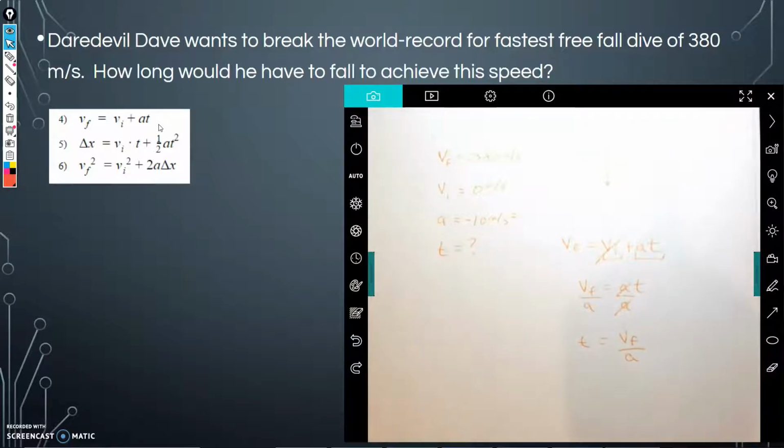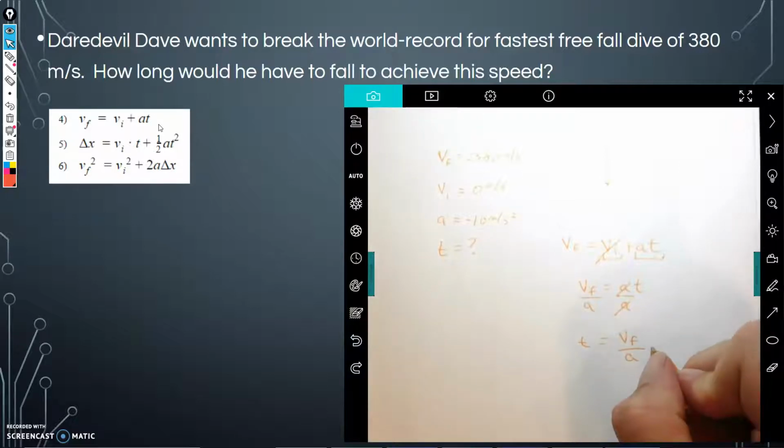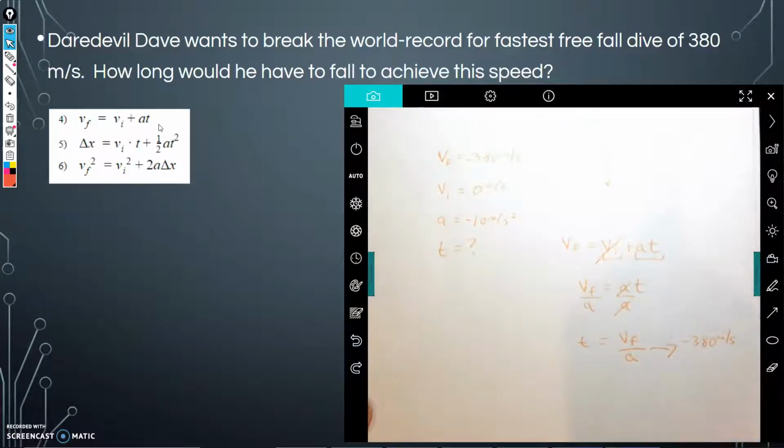All right, so how long is it going to take Dave to reach that speed? We can plug in our values. Final velocity is negative 380 meters per second. That's the speed he wants to achieve. He's going to accelerate at about 10 meters per second for every second that he falls. And so we'll find that time is going to be about 38 seconds. 38 seconds to break a world record. Sounds doable. Let's try another one.